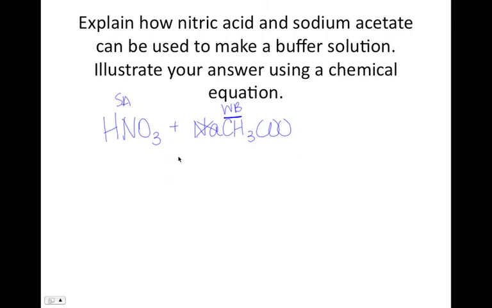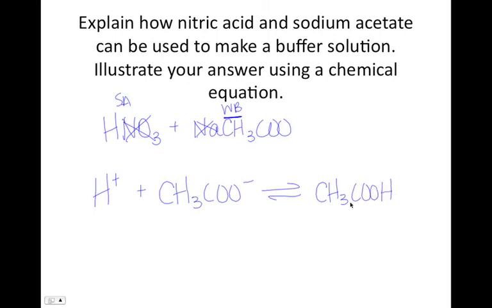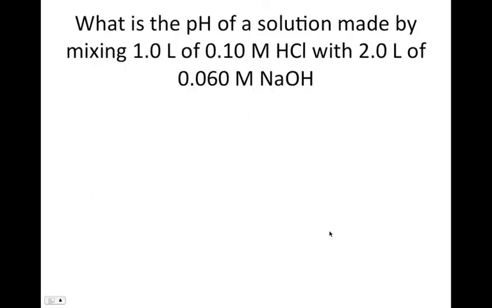And it would ionize. Remember that nitrate, that's just another neutral ion. It's just going to cancel out, and so it would ionize, and you would have the hydrogen ion plus the acetate ion, giving you acetic acid. And so this would be your buffer solution. As long as you have an excess of that weak base, then you'll have a combination of conjugate base and weak acid, and that would be your buffer solution.